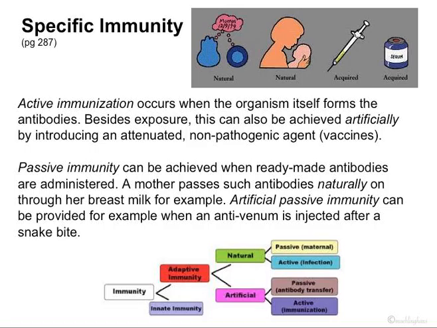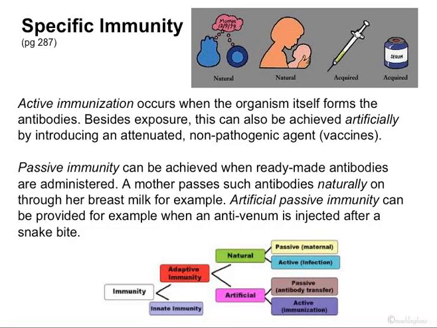When we look at immunization, active immunization occurs when the organism itself forms the antibodies. So that's when the body makes antibodies. And this can be done by exposure, like, you know, the kids used to go to the neighbors when there was a chickenpox outbreak.